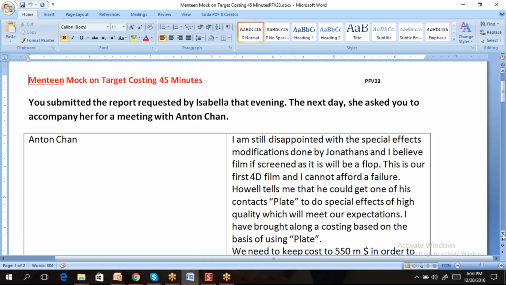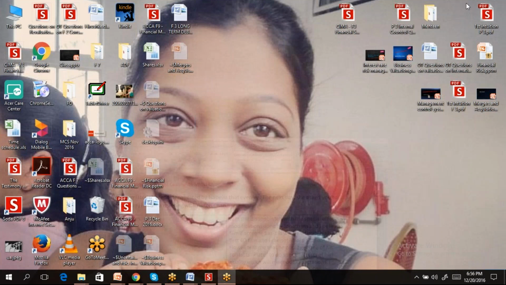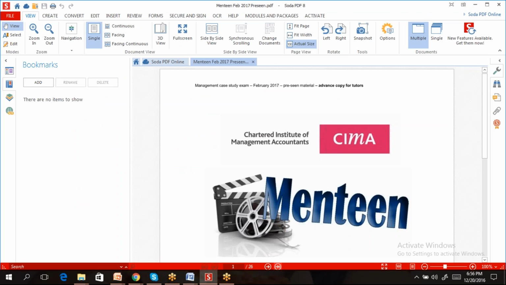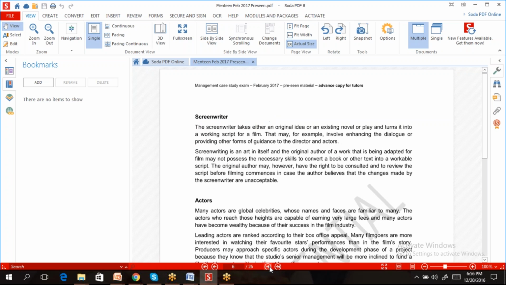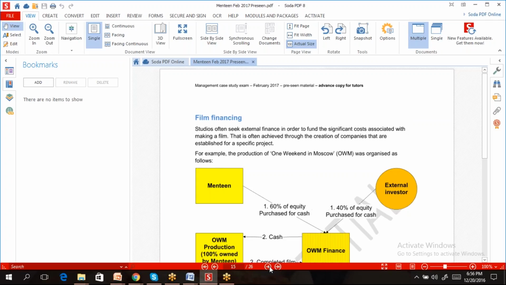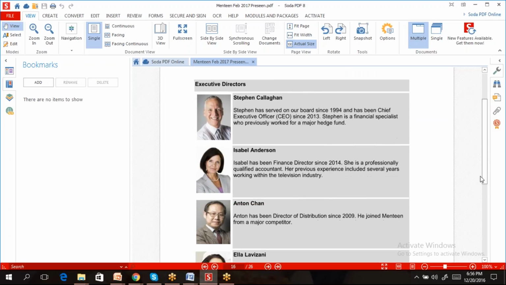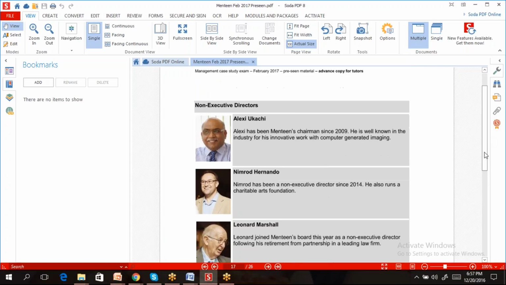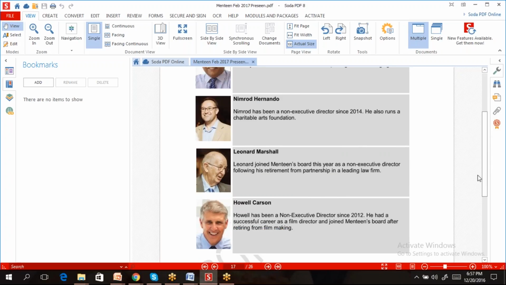Howell, so you have to remember who is Howell. Howell is one of the non-executive directors on the board. These names are very important. In the question they might tell you who Howell is, but still it's good for you to know. Howell has been a non-executive director since 2012. He has had a successful career as a film director and joined the board after retiring from filmmaking.